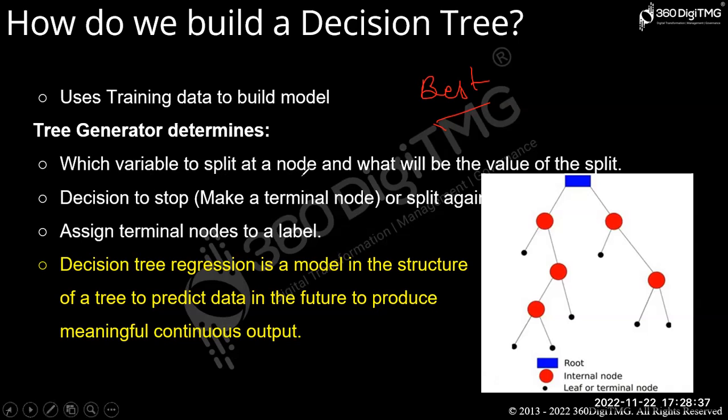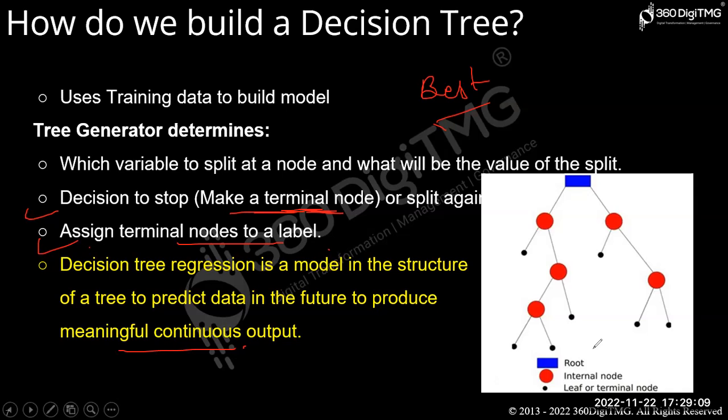Which variable to split at a node, and what will be the value of the split? The decision to stop, make a terminal node, or split again. Assign terminal nodes to a label. These are the conditions that we'll be looking into. Decision tree regression is a model in the structure of a decision tree to predict the data in the future to produce meaningful continuous output. So we'll be using it both for regression as well as for the continuous data that we have discussed, right? So these are the conditions we'll be looking into in order to form the decision tree.